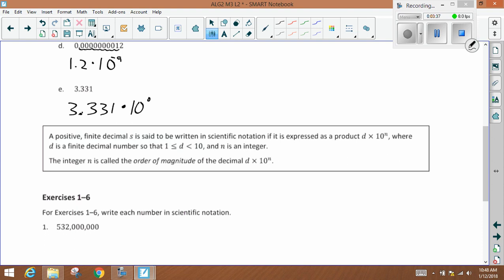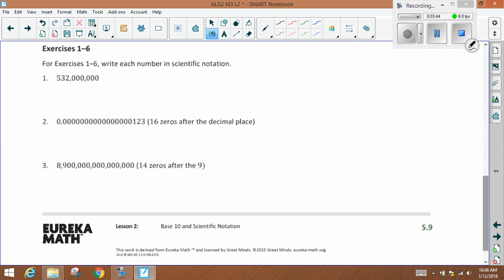Shall we write more numbers in scientific notation? I would like scientific. For fun? Just for funsies?